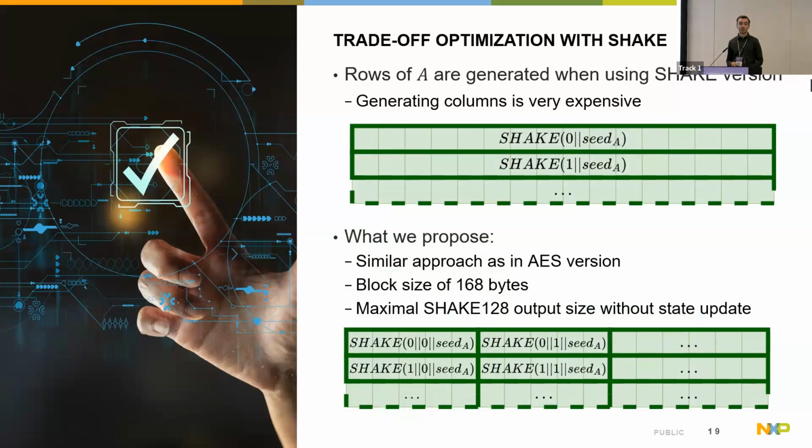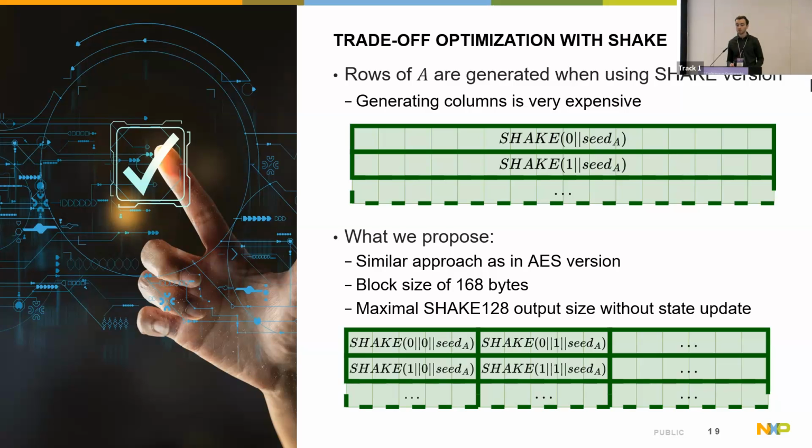Now, there's another big issue with this strategy, and that is that it simply does not work with the SHAKE version of FrodoKEM. The reason for this is that in the SHAKE version, A is generated as a full row from one input. This input consists of a row index, so that ensures that it's unique, as well as the seed of A. This means that if you want to generate a column of A, then you actually have to recompute all the previous columns to the left as well.